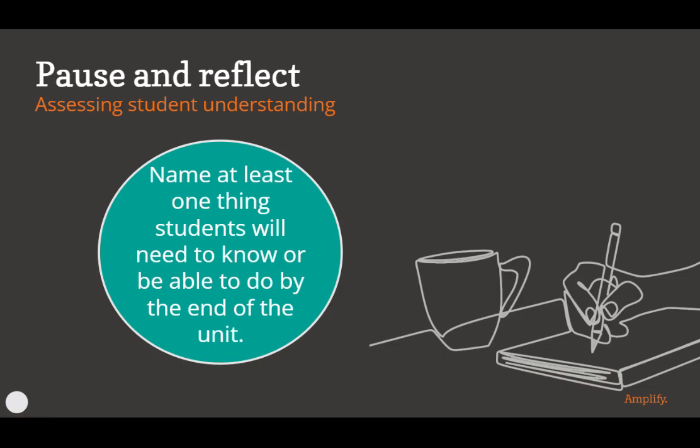Now it's your turn. Name at least one thing your students will need to know or be able to do in order to be successful on the end of unit assessment. Be sure to consider key content, vocabulary, and literacy skills. Pause this recording now to jot down your thoughts or discuss with your colleagues.